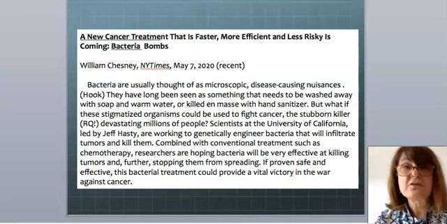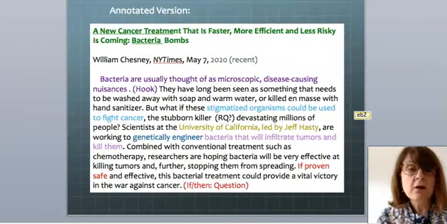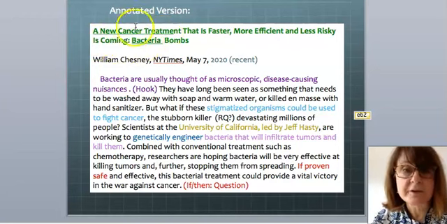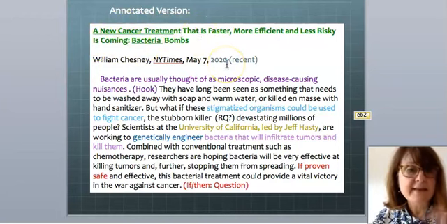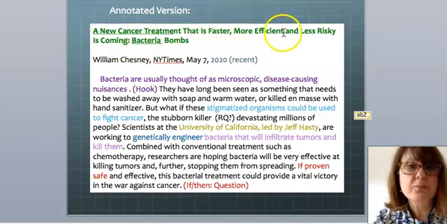As you can see, you only have the first paragraph here. The piece is considerably longer, but I just picked the first paragraph to show you how we jump in and engage text, how we annotate it. So what I've done is I've used color to highlight different lines, and we'll discuss that, and there is one comment I have here. So it's a new cancer treatment that's faster, more efficient, and less risky.